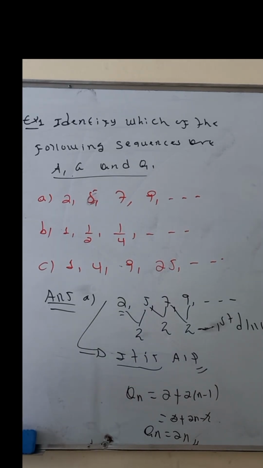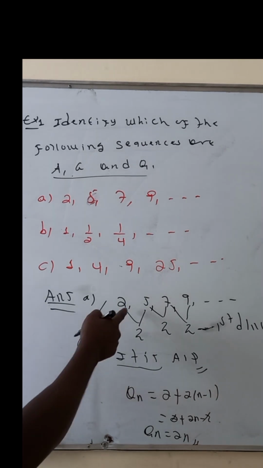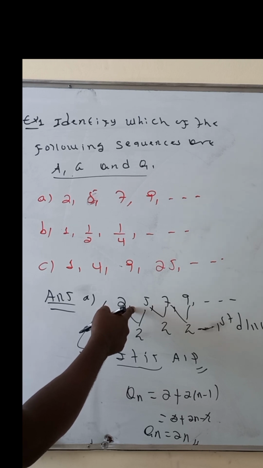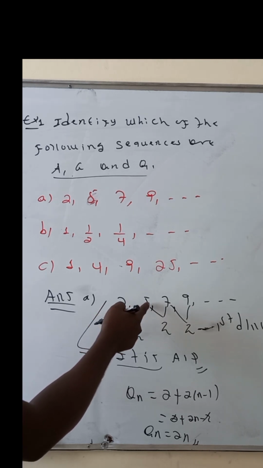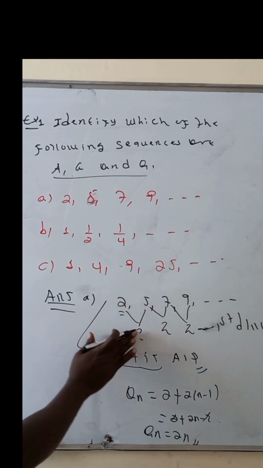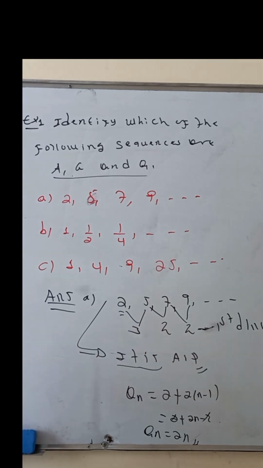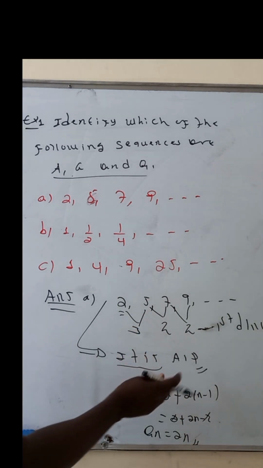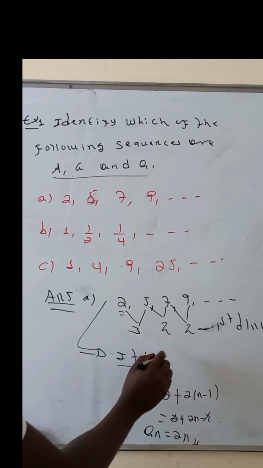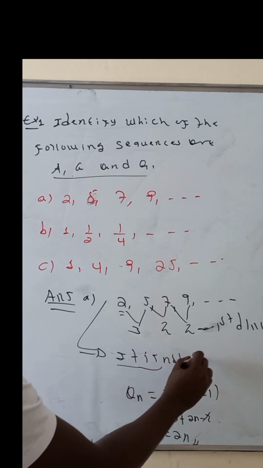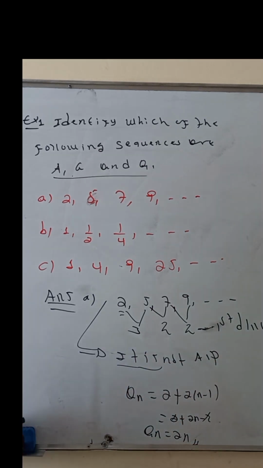Sorry, can we say that this is arithmetic? I'm sorry, I have made a mistake here in the calculation. Look at the calculation. 5 minus 2 is 3, but 7 minus 5 is exactly 2. So because of this, it is not arithmetic. I'm sorry, this is not an arithmetic sequence.